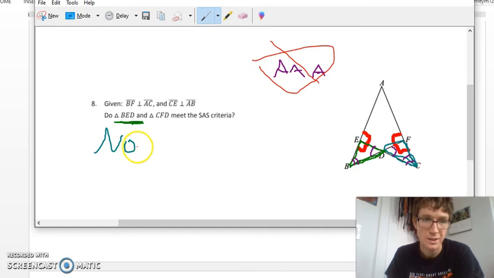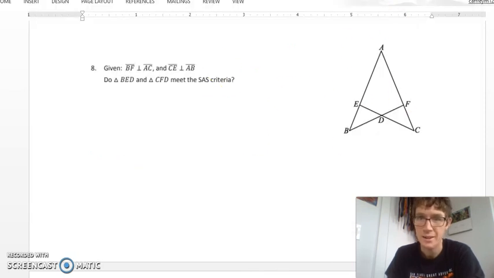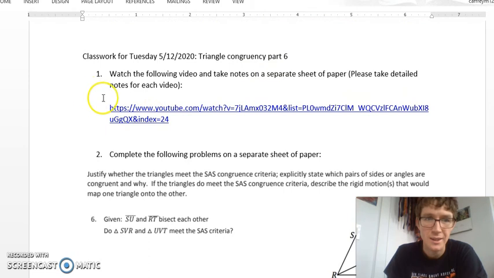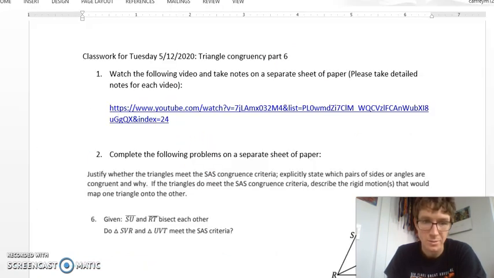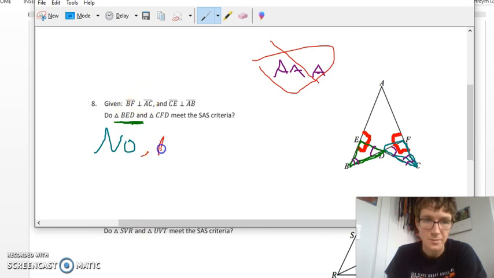So we're going to say no to the question that asked, justify whether the triangles meet SAS congruence criteria. They don't. So we can't really say why if they don't. Well, we know why they don't, but because they didn't give us enough information. So we're going to say no, and we're going to say no. Actually, let me pull that up. No. You can say not enough information.